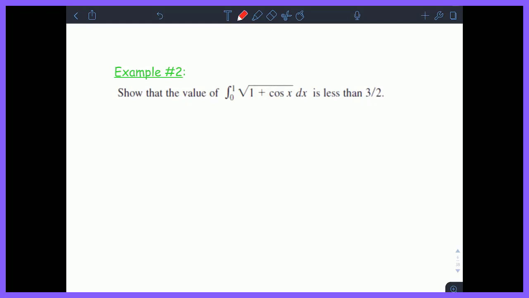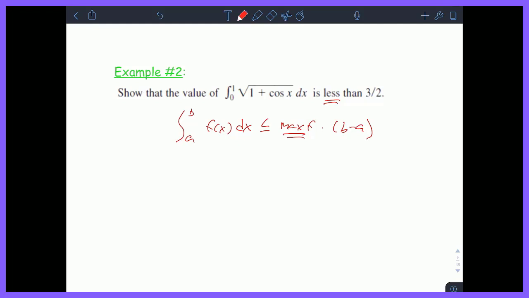Example 2. Show that the value of the integral from 0 to 1 of the square root of 1 plus cosine x dx is less than 3/2. Whenever you're trying to show that an integral is greater or less than a certain number, you're using the max-min rule. So I'm just going to use the right side inequality because I'm trying to prove it's less than something. So the integral from a to b of f of x dx is less than or equal to the max value of f times the difference of your bounds. So once I find the maximum of this curve on the interval 0 to 1, I just multiply it by 1 minus 0.